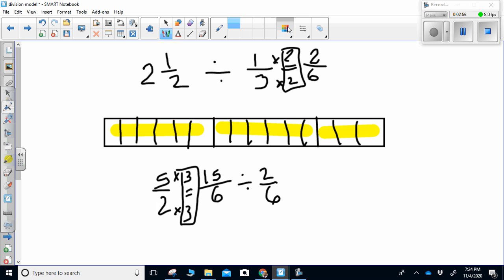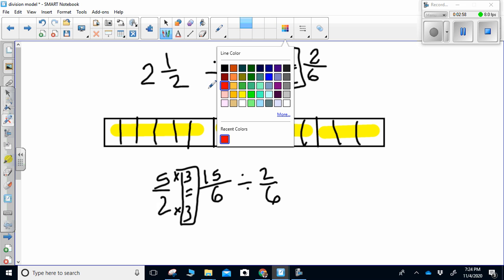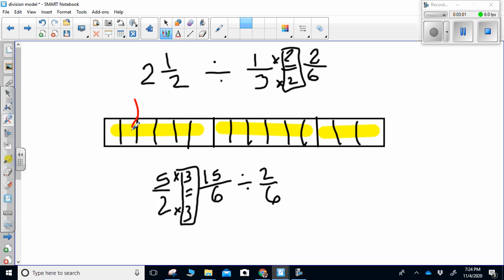So I'm going to go here, and I'm going to mark these off. So here is 1 group of 2 sixths, and then here is another group of 2 sixths, and another group, and then another, and another, and another, and my final one. So I have 1, 2, 3, 4, 5, 6, 7 groups of 2 sixths.